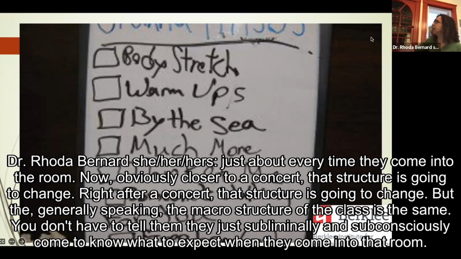Now, obviously, closer to a concert, that structure is going to change. Right after a concert, that structure is going to change. But generally speaking, the macro structure of the class is the same. You don't have to tell them. They just subliminally and subconsciously come to know what to expect when they come into that room.